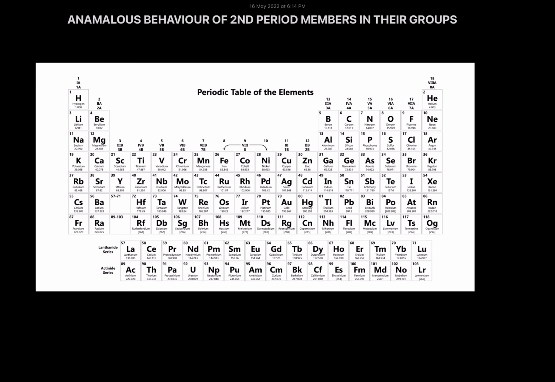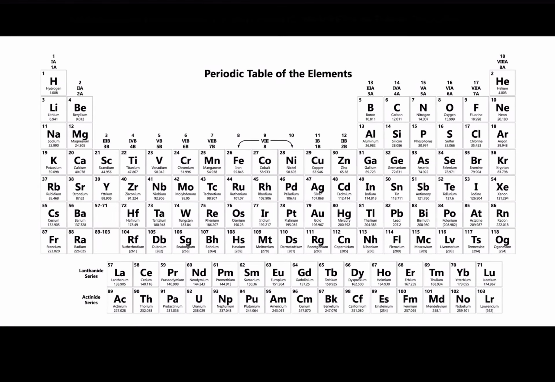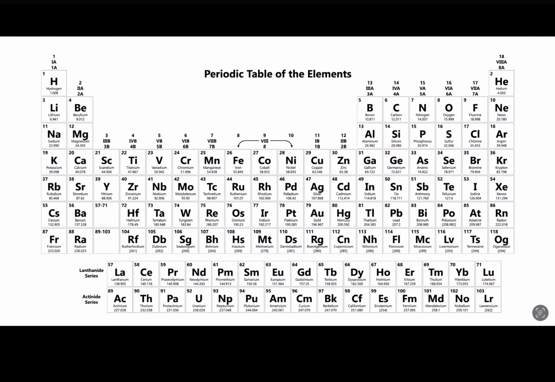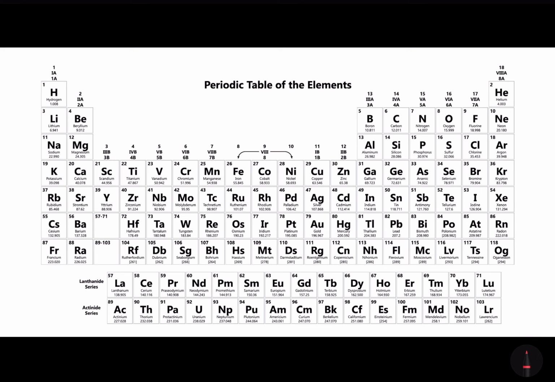My dear students, today's topic for the lecture is the anomalous behavior of the second period members in their groups. First of all, what do we mean by the word anomalous? Anomalous stands for different from others. Now let's come to the periodic table. Let me mark the period number 2. This is the period number 2. The members of period number 2 will show properties different from the rest of their group members.